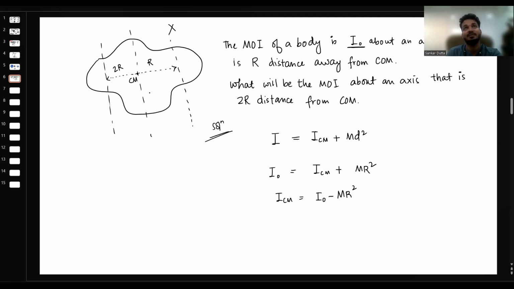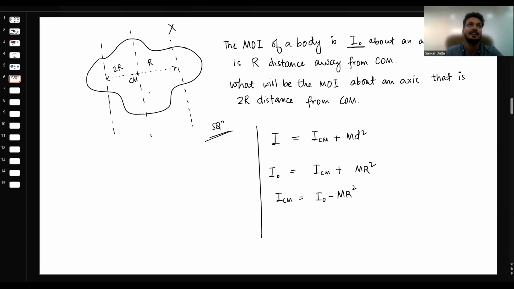Okay, it's r distance away from the center of mass. So when I'm writing this equation, I naught should be on the left hand side. I naught is the moment of inertia, and we don't know the moment of inertia about the center of mass. So I'm first trying to find the center of mass moment of inertia. It's I naught minus mr square.